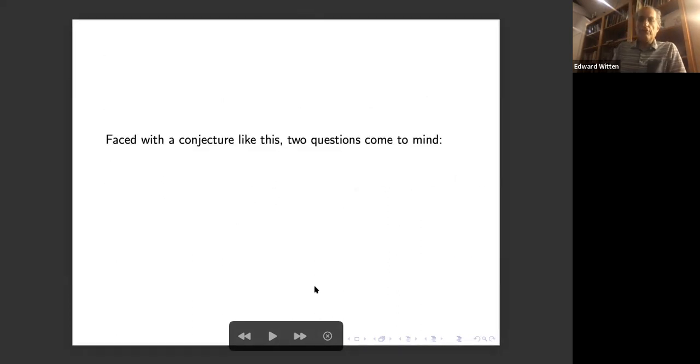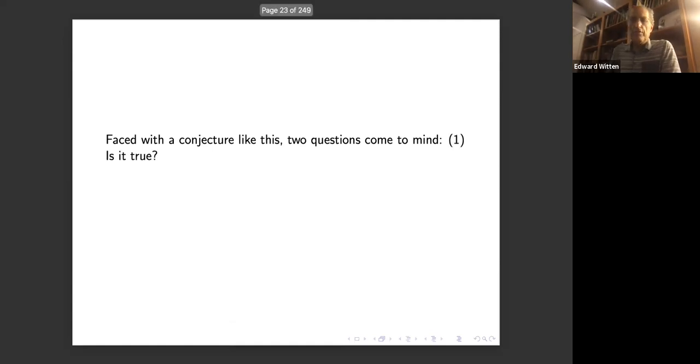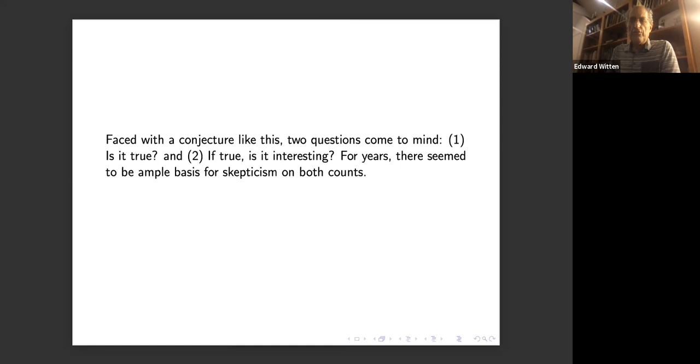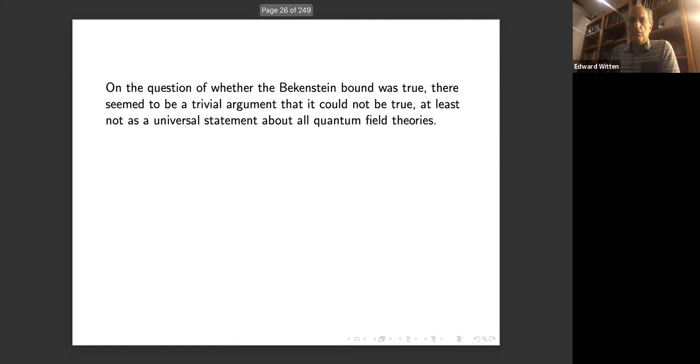Well, if you're given a conjecture like this, there are two questions that come to mind. One question is certainly whether it's true, but an equally important question is whether it's interesting. Now, for years, there seemed to be lots of reason to be skeptical on both counts. So on the question of whether the Bekenstein bound was true, there seemed to be a trivial argument it could not be true. At least it could not be a universal statement about all quantum field theories.